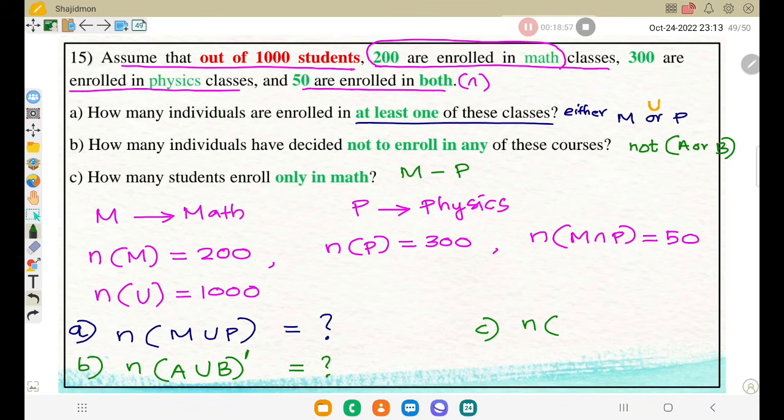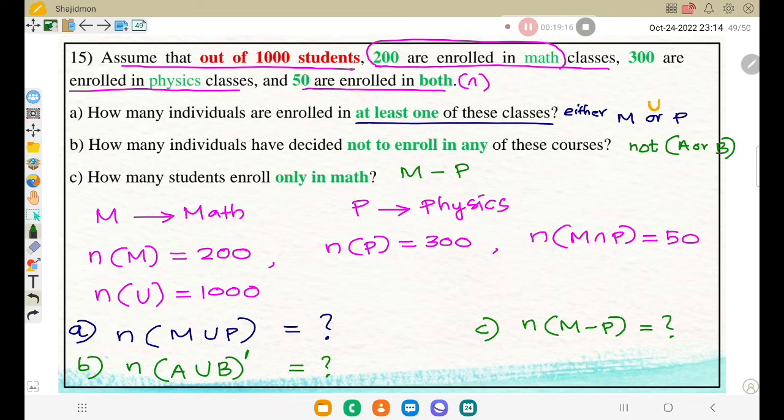From enrolled students, math enrolled students, subtract physics enrolled students, because some students are studying both math and physics. We need only math students, correct? So math minus physics, how much? These are the questions we need to do here. I hope you understood the question.